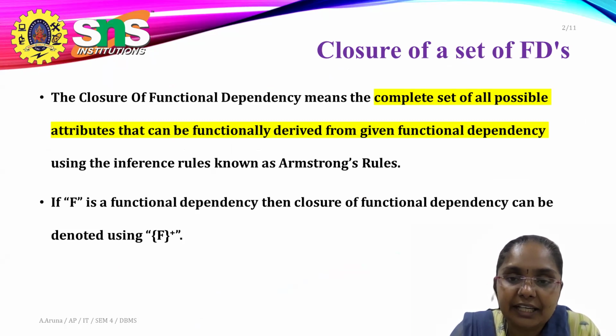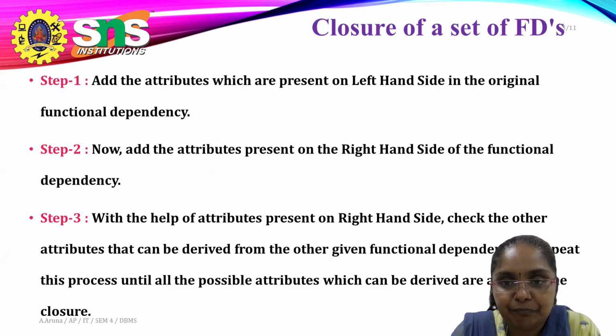So how can we identify this? Given the functional dependencies, by using the Armstrong rules or inference rules, we can calculate the closure set for the functional dependencies. For example, if F is a functional dependency, then the closure for that functional dependency is F plus. This is how we represent it.